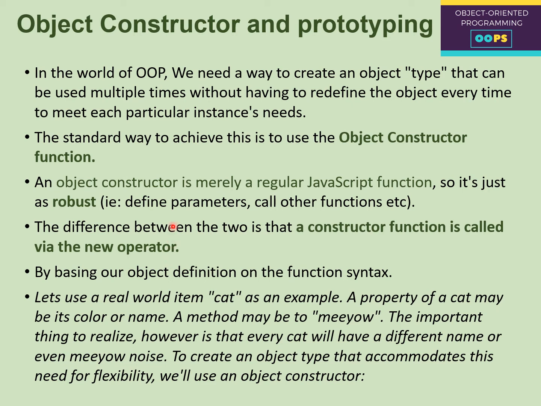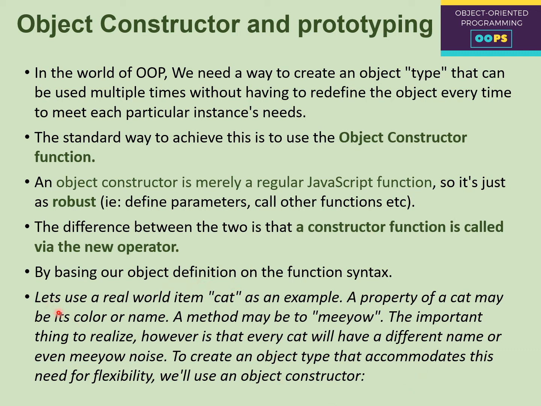In the previous example, we saw that while creating a variable for a particular class, we use the keyword new. Only then will the corresponding member functions or member properties be allocated. Memory is provided only with the new operator, by basing our object definition on the function syntax.